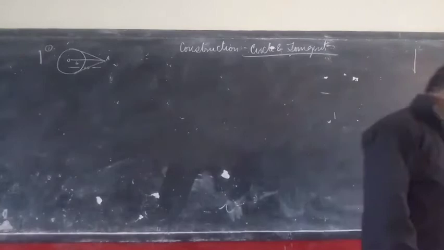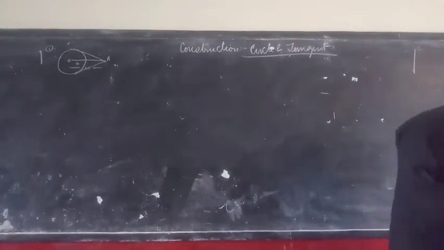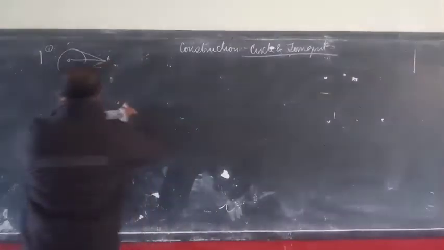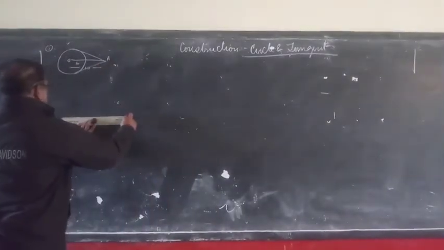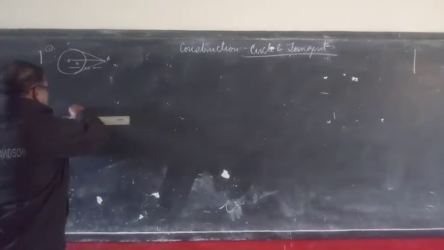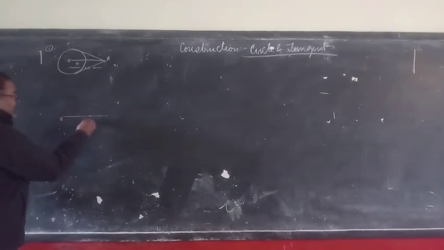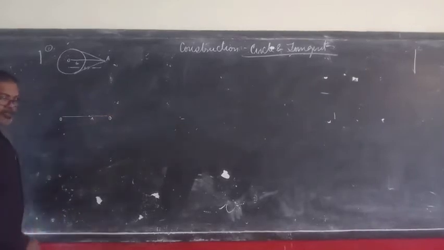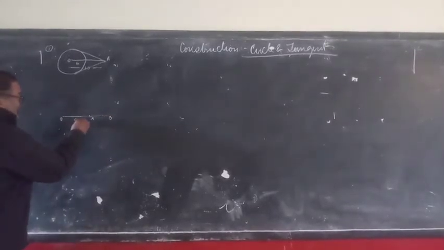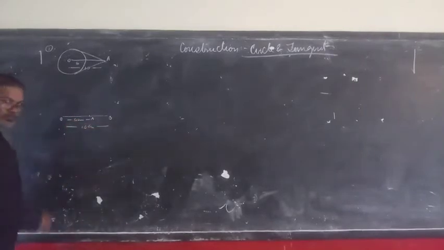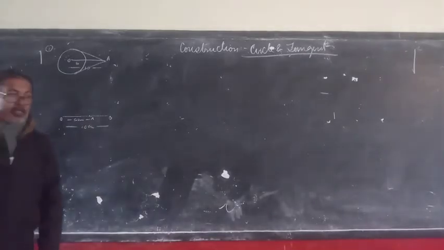Now please take out your scale and pencil and draw a line segment of 10 centimeter, and please put a mark on 6 centimeter. Yes, see please. This point is O. A is 6 centimeter and B is 10 centimeter. This one is 6 centimeter and here this one is 10 centimeter. Okay. Understood?